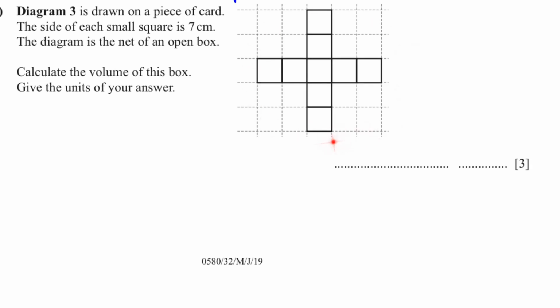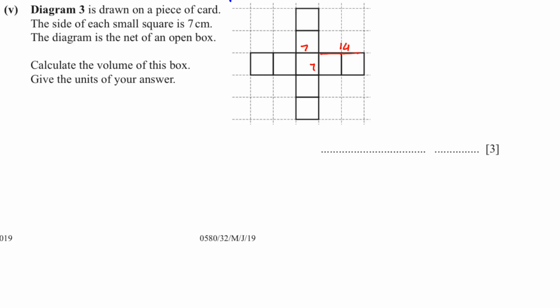This is diagram 3. They have told us that the side of each small square is 7 centimeter. So the length is 7, the width is 7, and the height is 7 and 7, 14. Volume of open box is length times width times height. From the diagram we know our length is 7, width is 7, and height is 14. When we multiply this, we'll get 686.